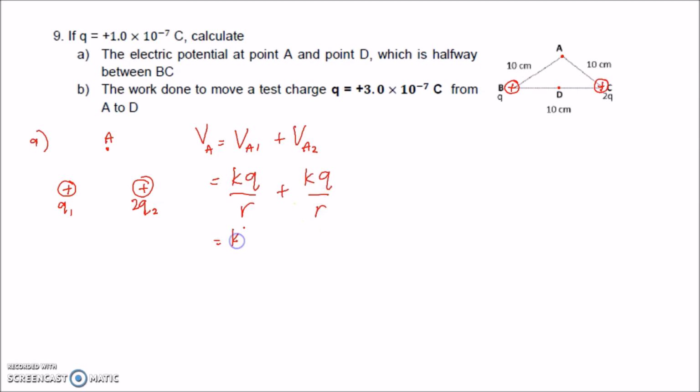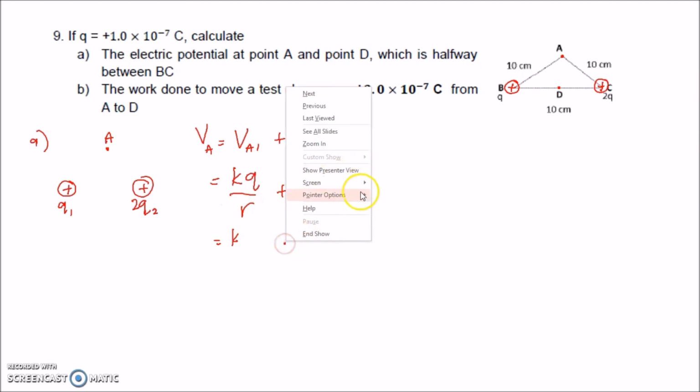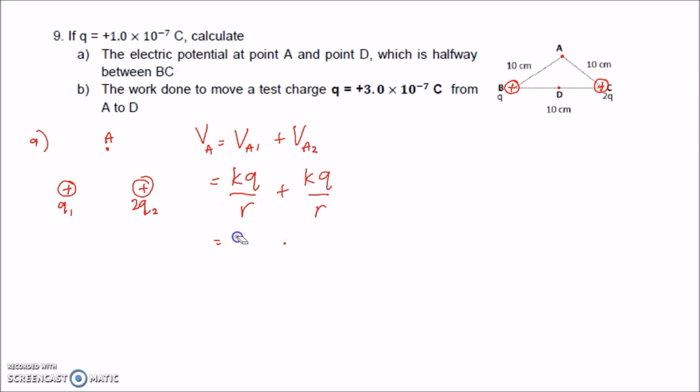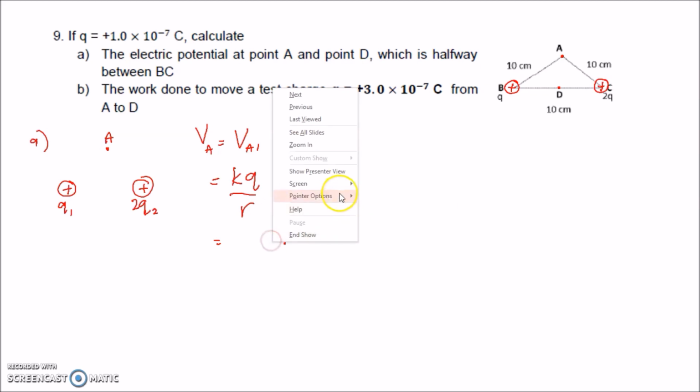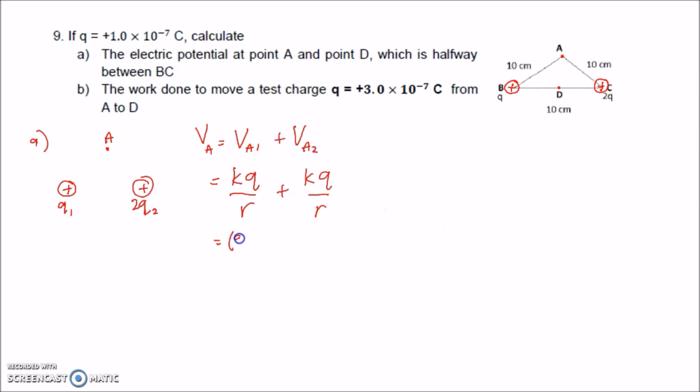So K is 9 times 10 to the power of 9. Q is 1 times 10 to the power of negative 7. Divide by R. So R between point A and point B is 10 centimeter.